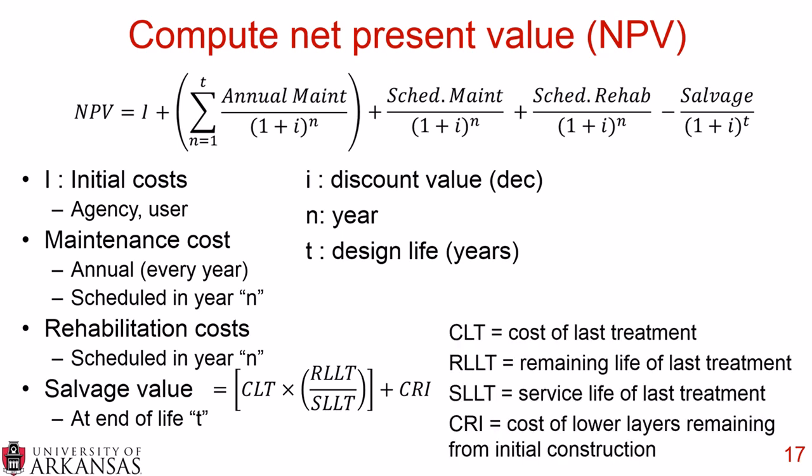In this equation, the CLT is the cost of the last treatment, the RLLT is the remaining life of the last treatment, the SLLT is the service life of the last treatment, and the CRI is the cost of the lower layers remaining from initial construction. So you can see here essentially the last treatment that's applied decreases linearly every year in cost, and that value is then added to the cost of the lower layers remaining from initial construction.